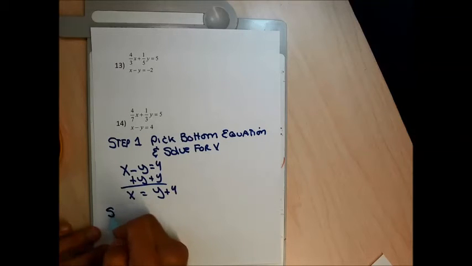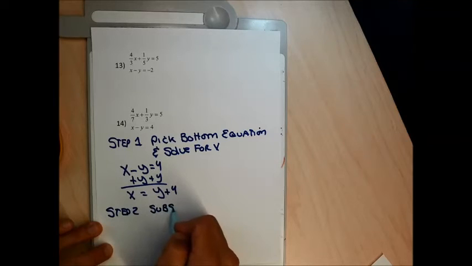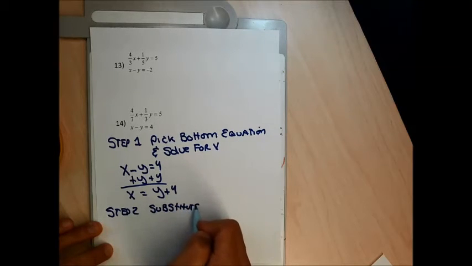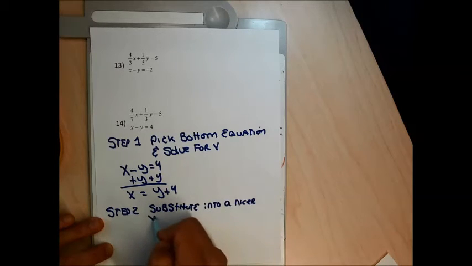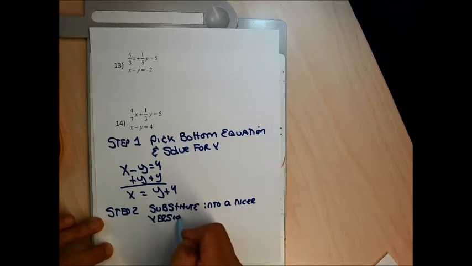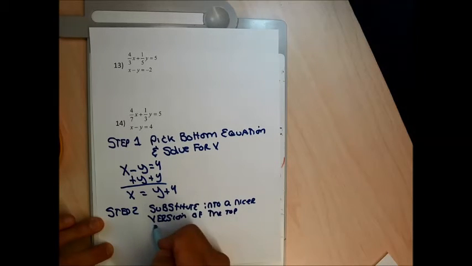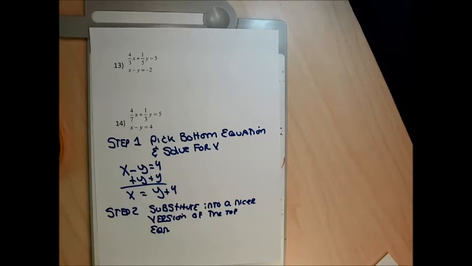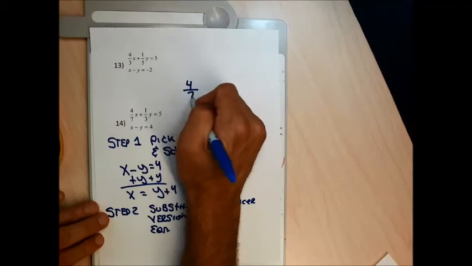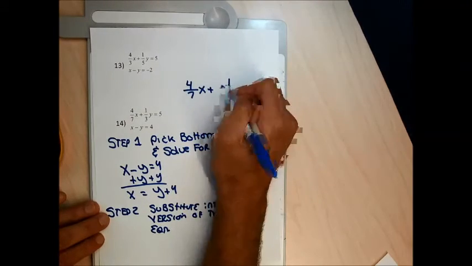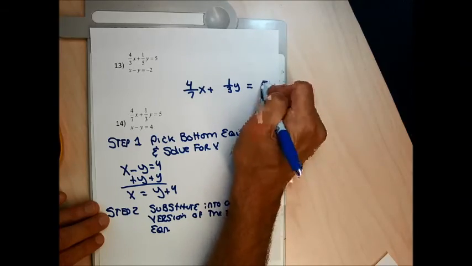Step 2, I'm going to substitute into a nicer version of the top equation, because that top equation I don't want to deal with. How do I get a nicer version of that top equation? Simple. I just multiply by the least common denominator to clear the fractions. Numbers might get a little out of control big, but it's okay.